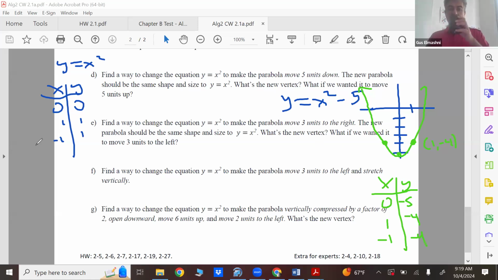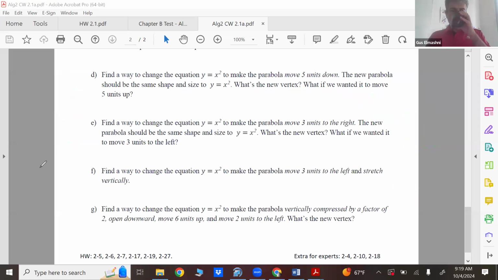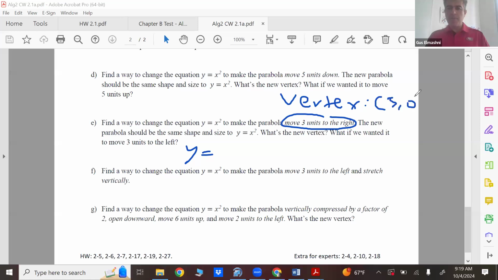We good? Okay, the horizontal ones are a little strange. I rushed this in last class, so I want to just be a little more deliberate about this time. If you want to go 3 units to the right, you're going to do this. It means you want your vertex at 3, 0.